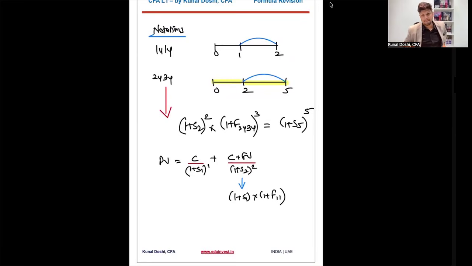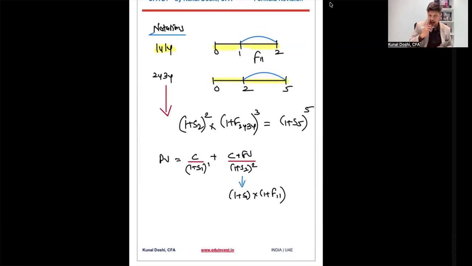1 plus S1 into 1 plus F, 1 year after 1 year. Okay. Because for 2 years, you need what? First year spot and then F11, like this, 1Y, 1Y. You see this? So I need 1 year rate. This is what? F11, 1 year forward after 1 year, right? Correct? Got it? All right.